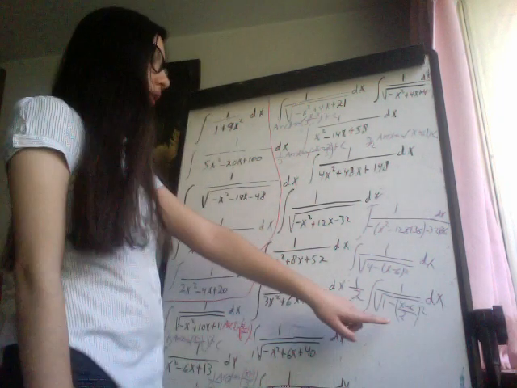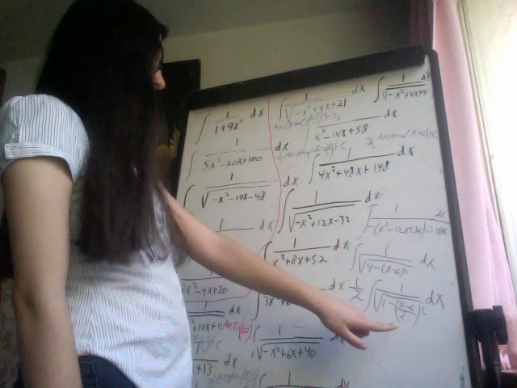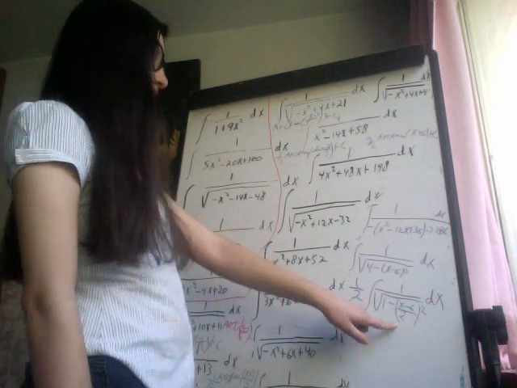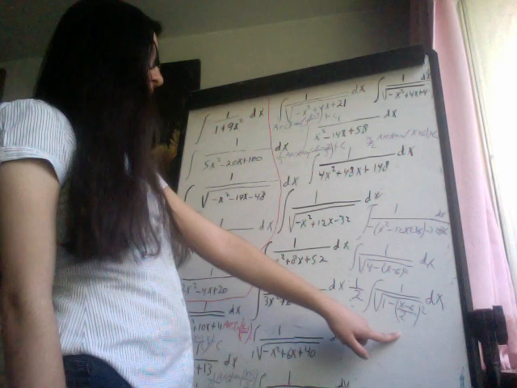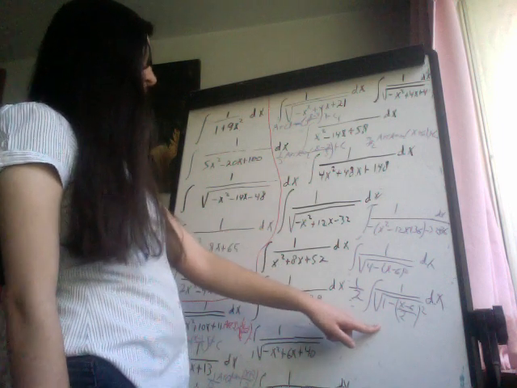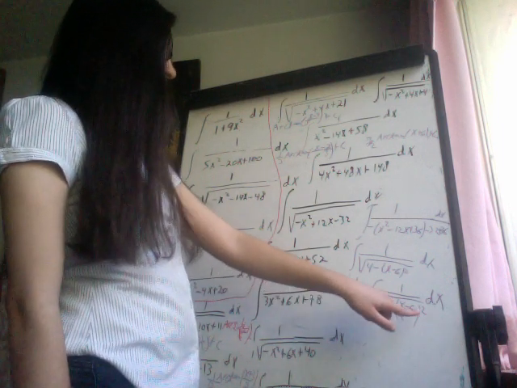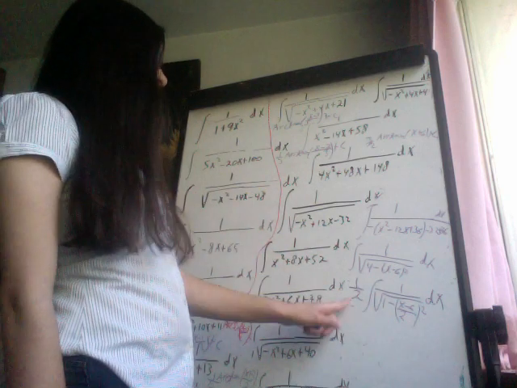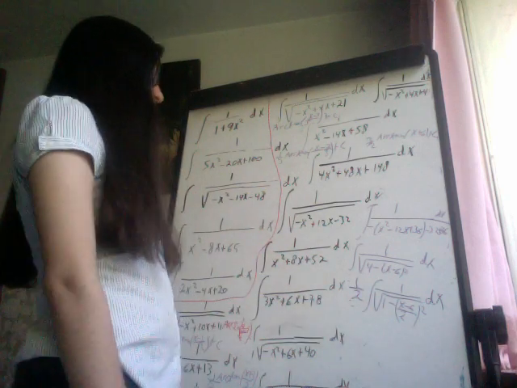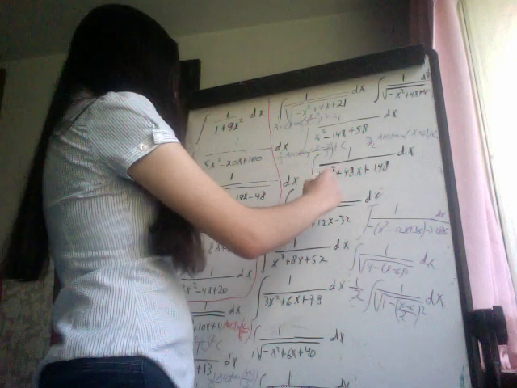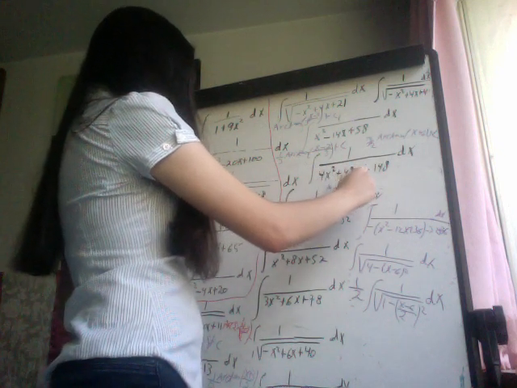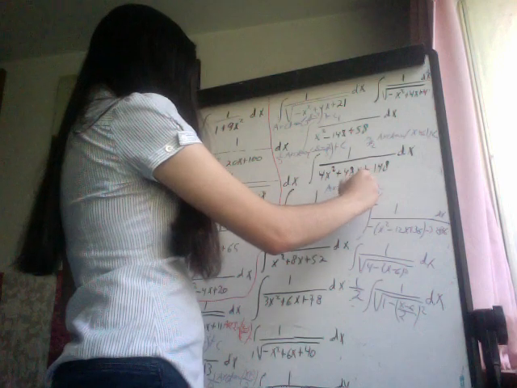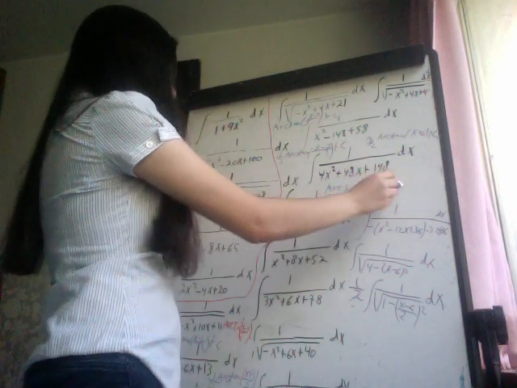If I have y equals arcsine of (x minus 6) divided by 2, the derivative will be 1 over square root of 1 minus ((x minus 6) divided by 2) all this squared, times the derivative of what is inside, so times 1/2. So this is just arcsine of (x minus 6) divided by 2 plus c.